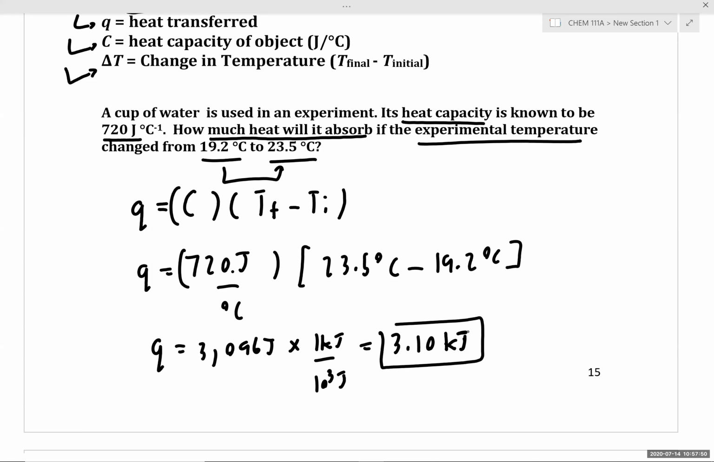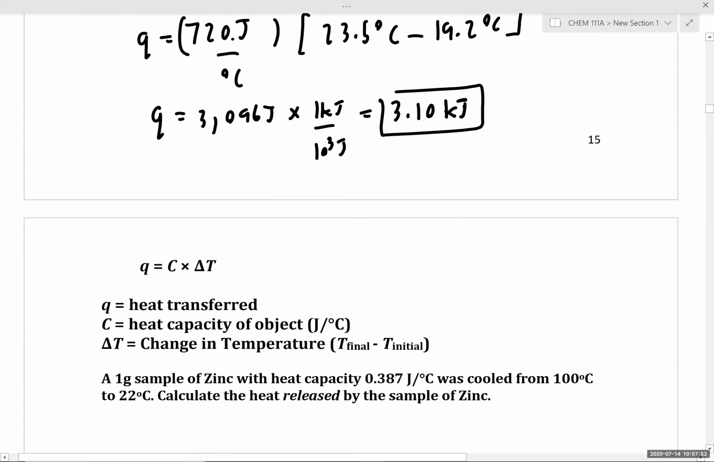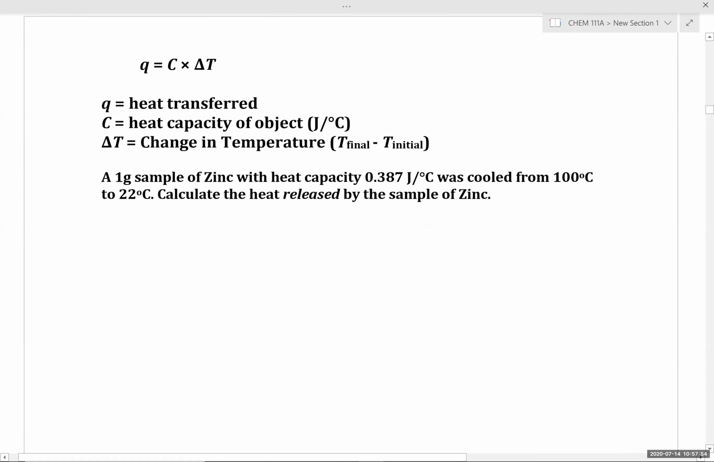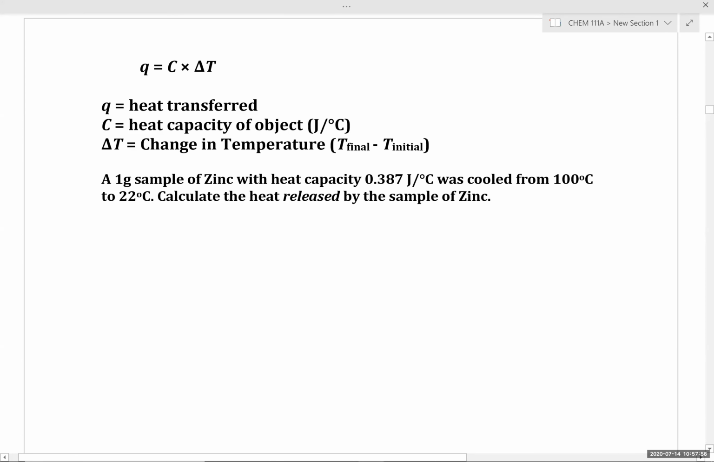To check that everyone's comfortable with these kinds of calculations, I'd like you now to attempt the following problem-solving session, and Canvas integration will be up later tonight for these problems. So let's work on the following example, and I'd like you to answer the question, what is the heat released by our sample of zinc?